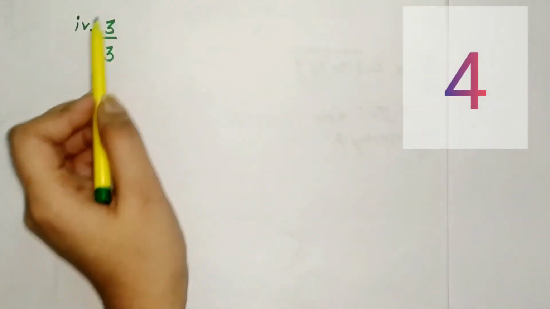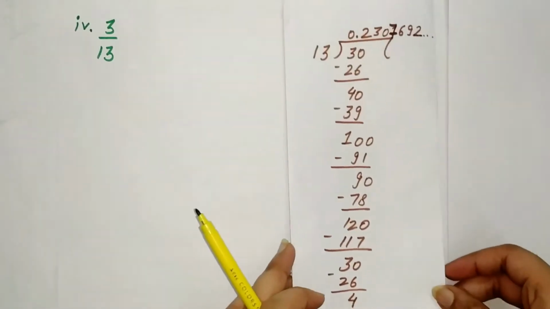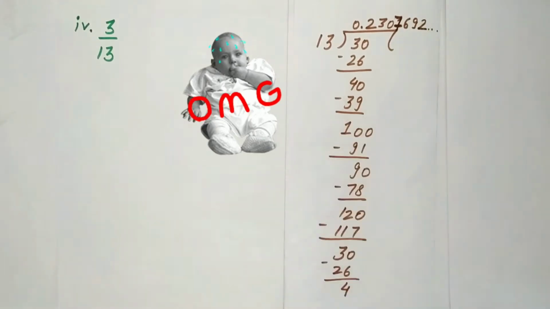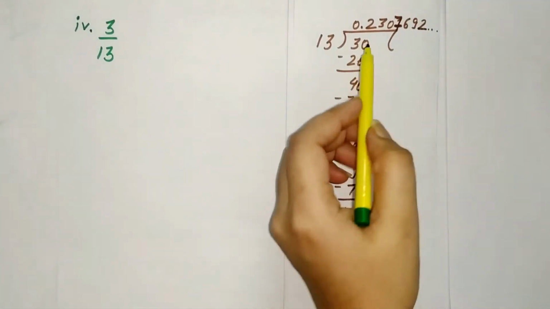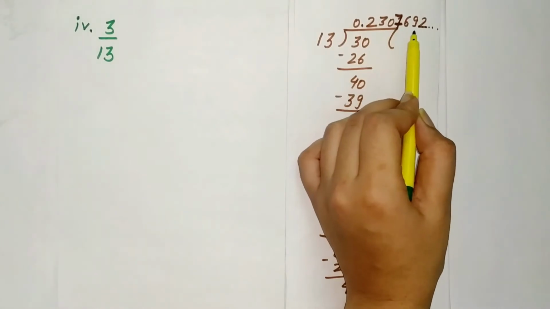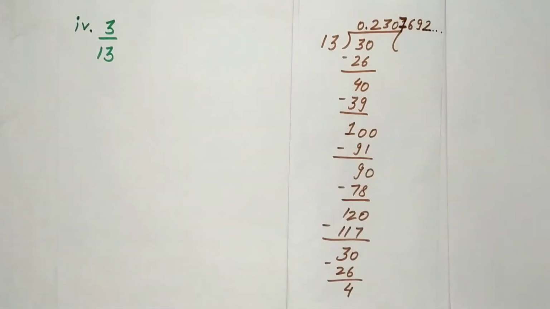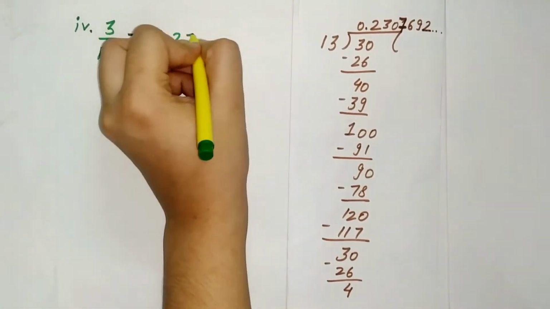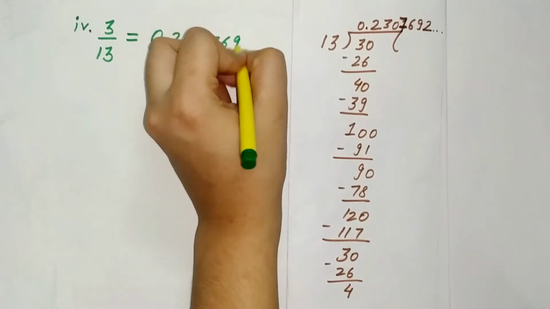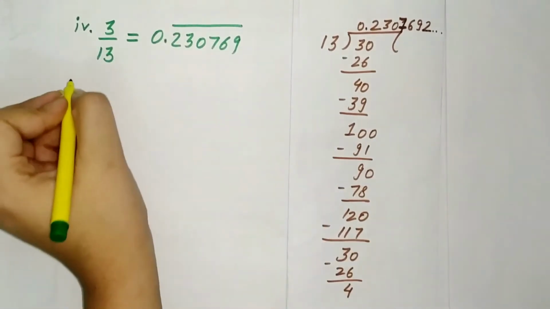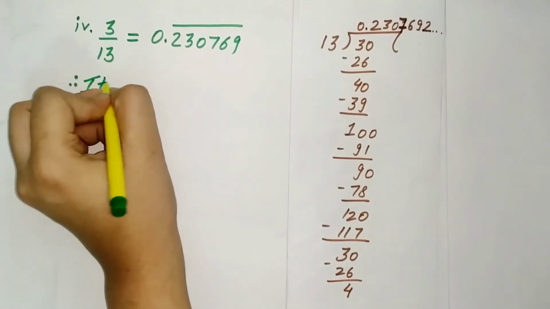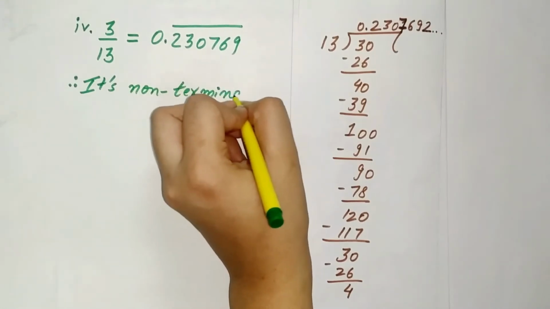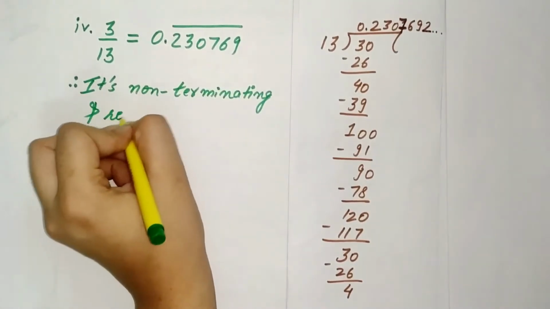Fourth part is 3 by 13, which is equivalent to 0.230769, and after a while, if you divide it, 230769 is repeating. Thereby 3 by 13 is equal to 0.230769 bar, and so we can say it's non-terminating and repeating.